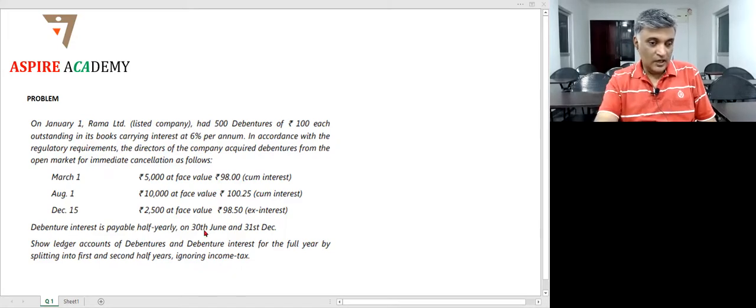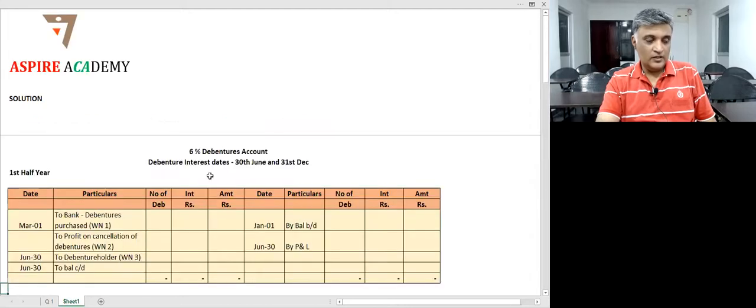Okay, so they are asking for debenture account as well as debenture interest account. So what we will do is open one ledger account which will contain both the debenture interest as well as the debenture. Let's look at this. 6% debentures account. Debenture interest dates are 30th June and 31st December, given to us in the problem. So we will do first the first half year.